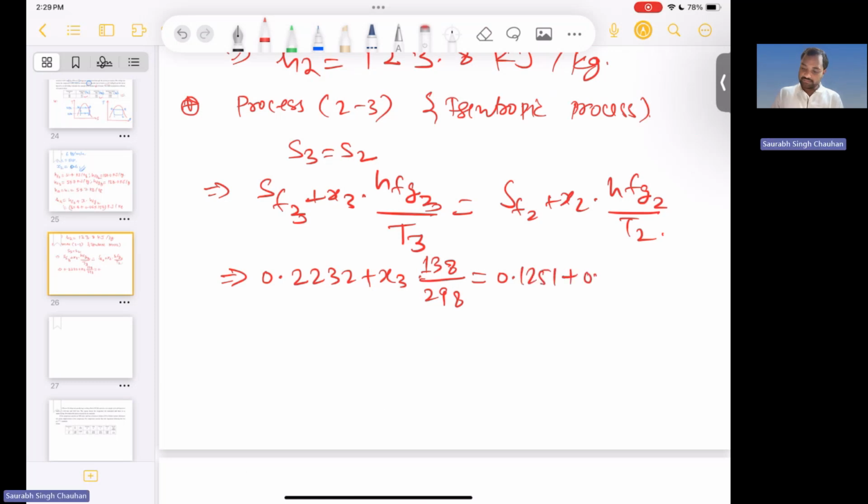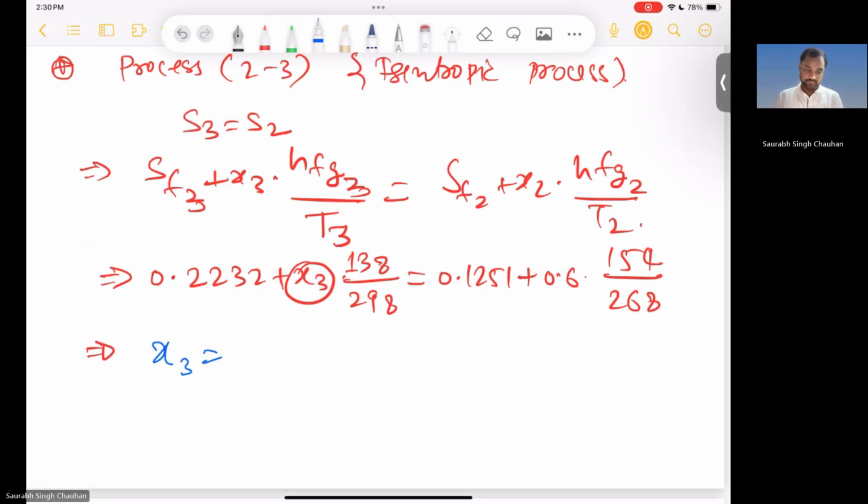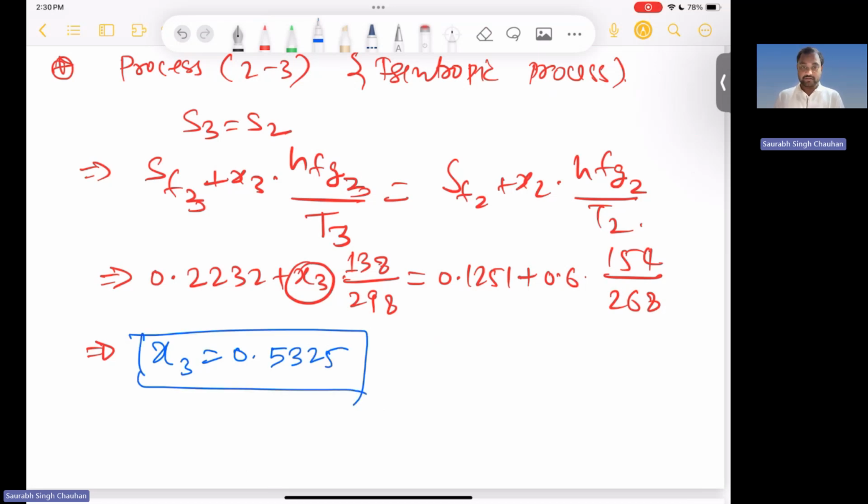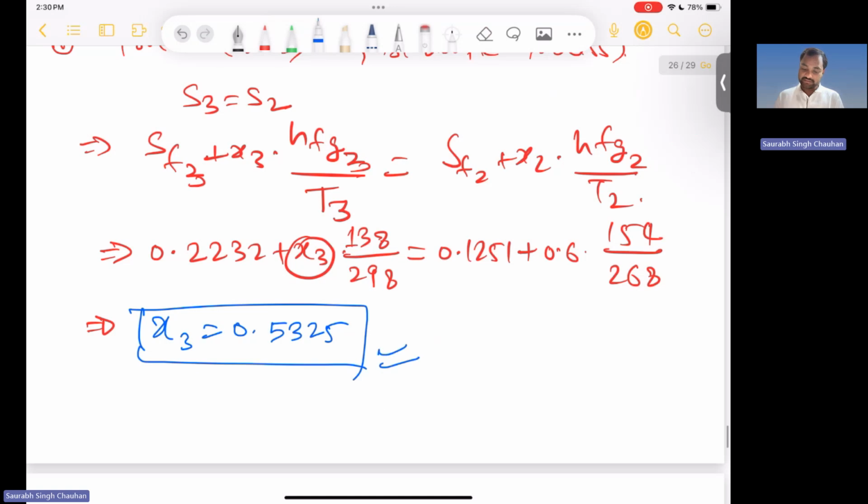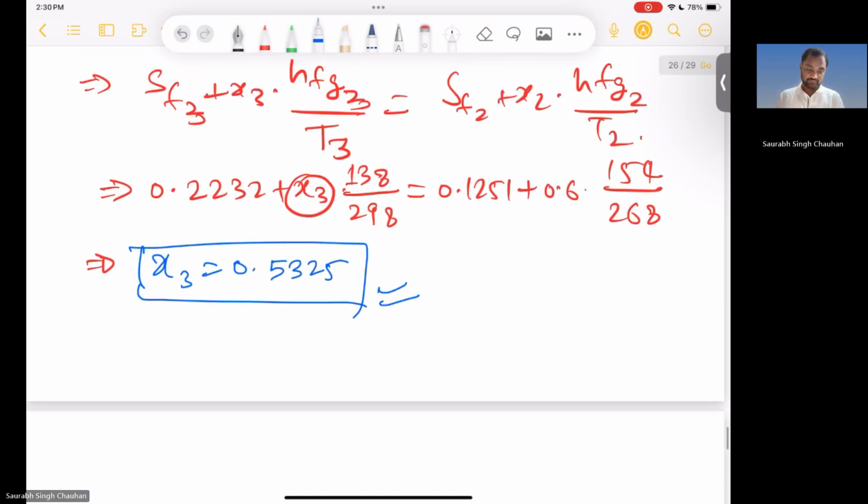0.1251 plus 0.6 into 154.268 divided by T2. Okay, so now you can solve this for X3. Okay, so if you solve this, then X3 will come out to be 0.5325. I'm not solving this. I request you to solve this by yourself and check that you are getting the same value.